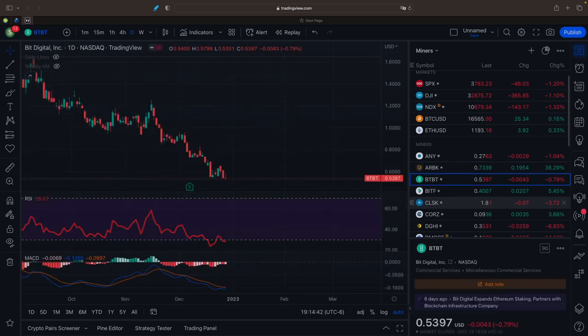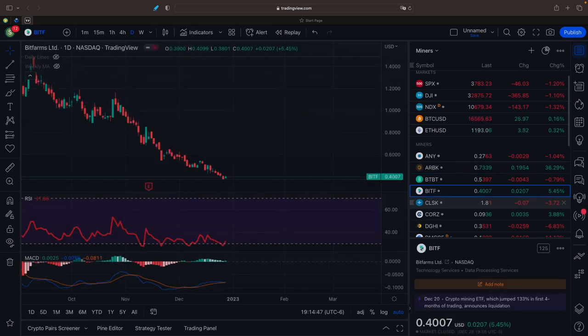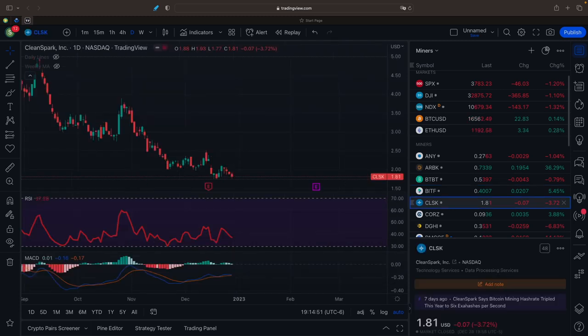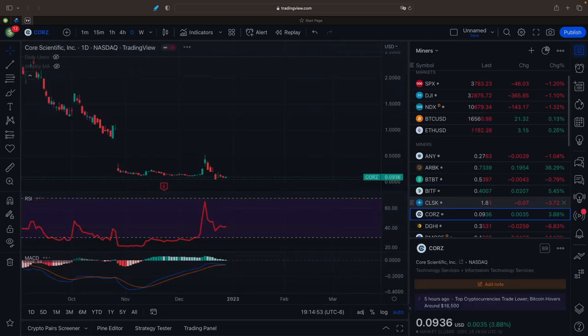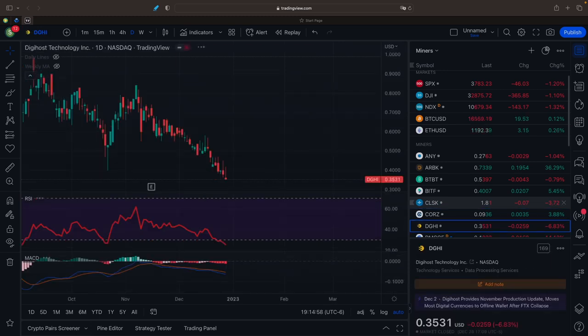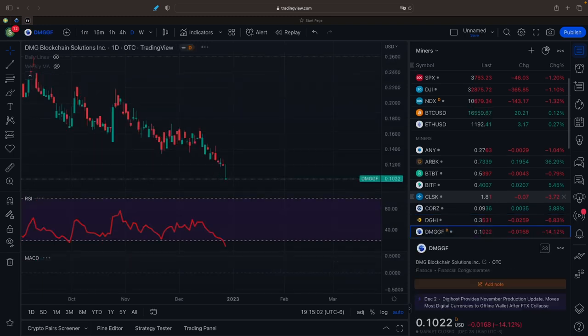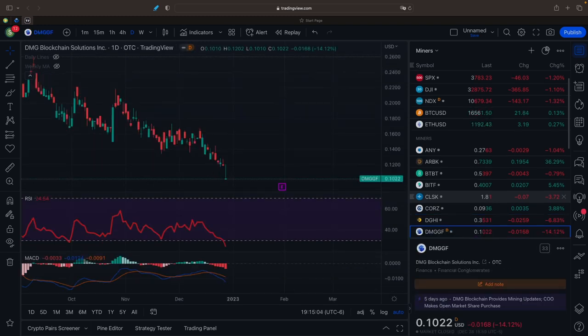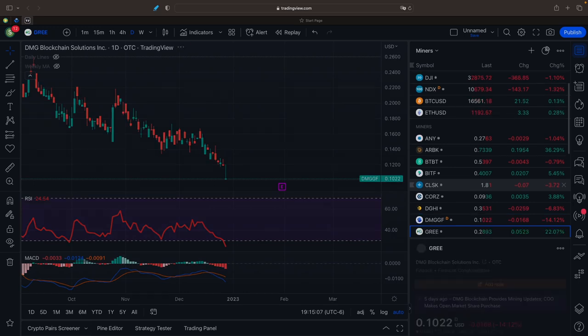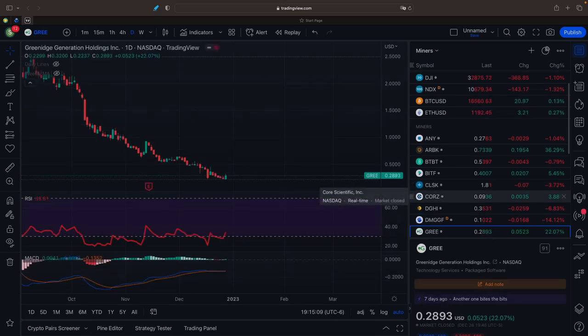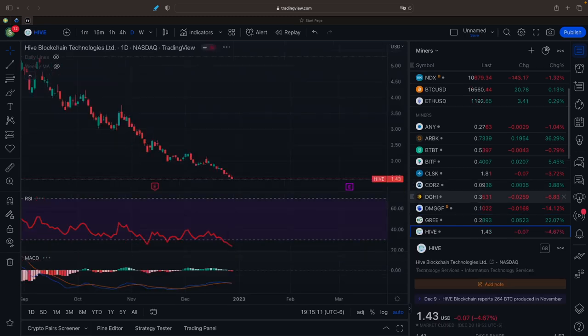Then we got BitDigital was down 0.79% to 53 cents, almost 54. Bitfarms was up 5.45% to 40 cents. CleanSpark was down 3.72% to $1.81. Coors was also up today 3.88% to 9 cents. DigiHost was down 6.83% to 35 cents. DMG was down 14.12% to 10 cents. Greenidge was up 22.07% to 28, almost 29 cents. Hive was down 4.67% to $1.43.